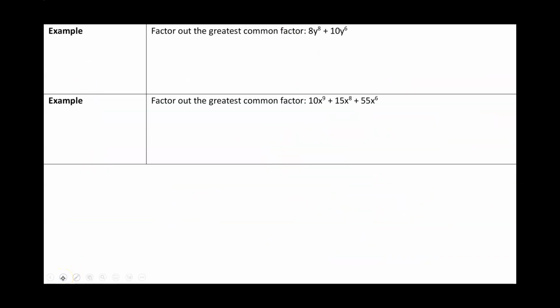The next one, factor out the greatest common factor. So we have 8y to the 8th and 10y to the 6th. Between 8 and 10, the biggest number that can divide those is 2. And with the variables, it's always going to be the smallest exponent. So our GCF is going to be 2y to the 6th. Now, how do you figure out what's left over inside? Well, I'm going to divide each of these by 2y to the 6th.